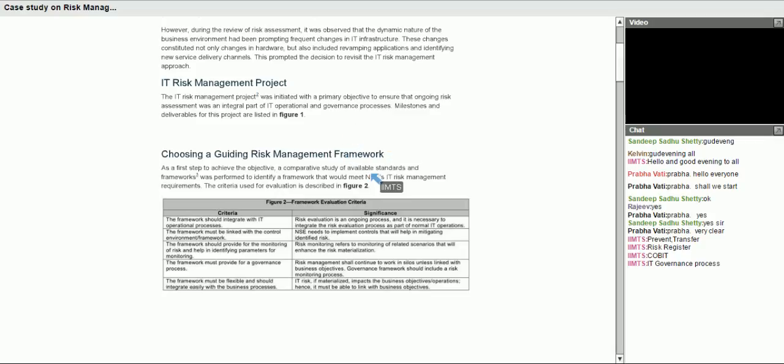So, choosing a guiding risk management framework. As a first step to achieve the objective, a comparative study of available standards and frameworks was performed to identify a framework that would meet NSE's IT risk management requirements. The criteria used for evaluation is described in Figure 2.